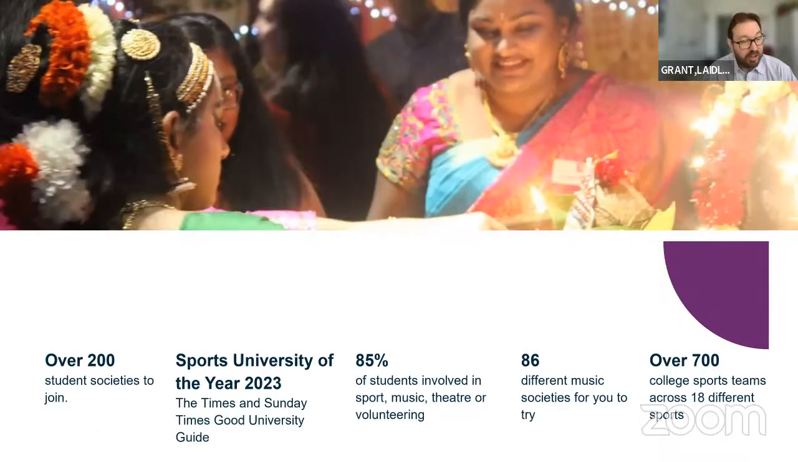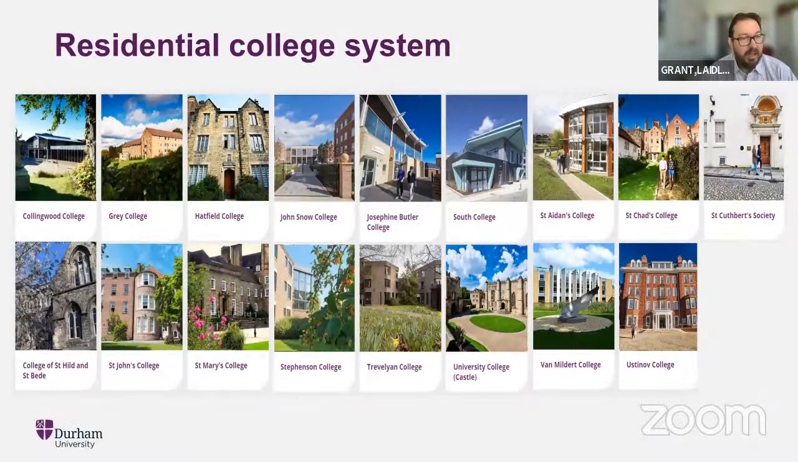Okay, there are over 200 student societies to join, and about 85% of our students get involved in some way or another. And we've been the Sports University of the Year 2023, so we are quite good at sport. So if that's your thing, then Durham is a good place to try those sort of things out. Okay, as I said, there are 17 colleges, each of which has accommodation in it, and a large fraction of the university population actually lives in colleges rather than in private accommodation. And they're all different in different ways. They're all very, very nice places to be in their own way.